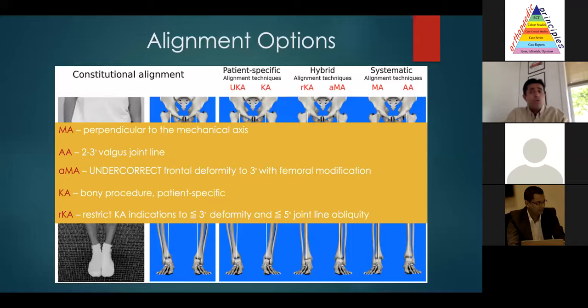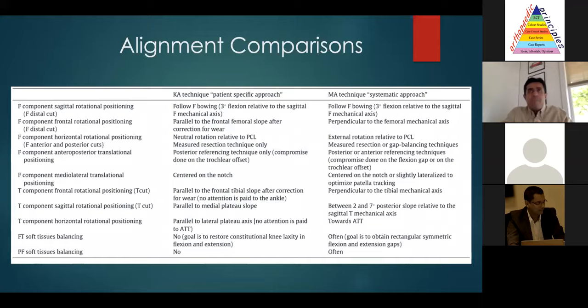And then there is this hybrid technique of restricted kinematic, where you're restricting your indications of performing a kinematic alignment to within 3 degrees of deformity in the coronal plane and in the sagittal plane, and within 5 degrees of joint line obliquity. So now that we have the definitions intact, what are the main features separating a kinematically aligned technique from a mechanically aligned technique?